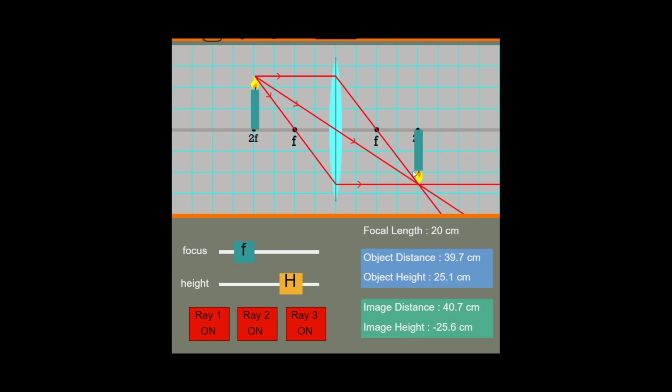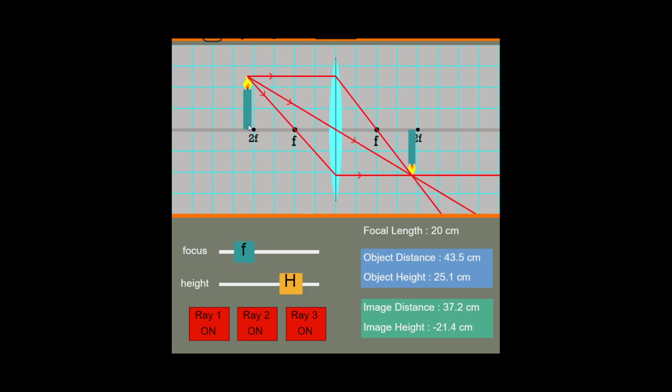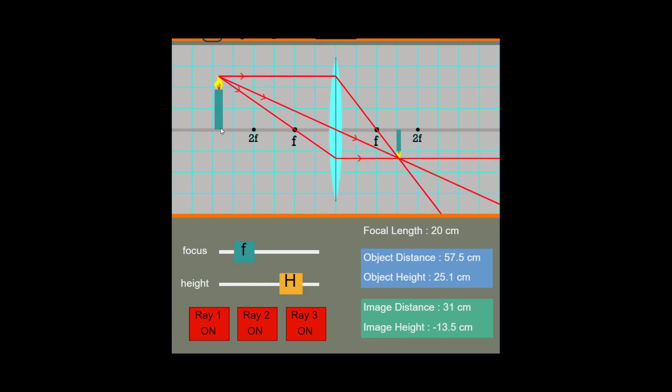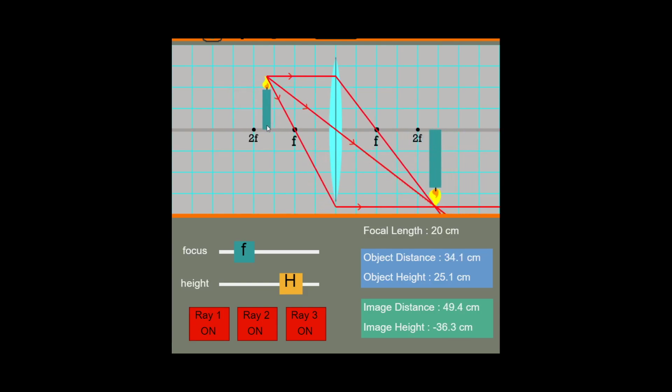Now what I want to show you is a simulation that relates the object with the image. What I just want you to observe is what happens when I move the object on the left. So this candle here is our object, this candle here is our image, and we have a converging or a convex lens right in the middle. Just to remind you, f means the focal length, 2f would be 2 times the focal length, 3f would be 3 times the focal length, and so on and so forth. Watch what happens as I move the candle back and forth.